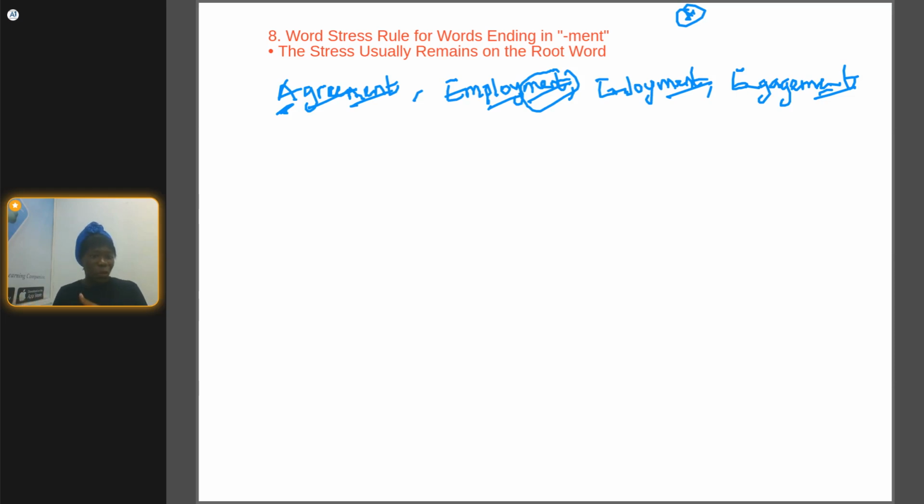Even though enjoyment is a three syllable word, you know that the stress is not on meant. Stress is usually on the root word. Now, the root word has two syllables, and the two syllable word is a verb. So, since it's a verb and it's a two syllable word, it means the stress is on the second syllable. So, we have employment. Enjoy is also a verb, all right? And it's a two syllable word too. So you have enjoyment. It means the stress is on joy.